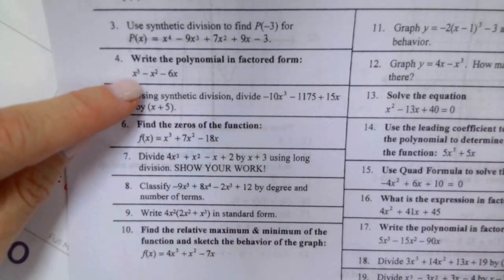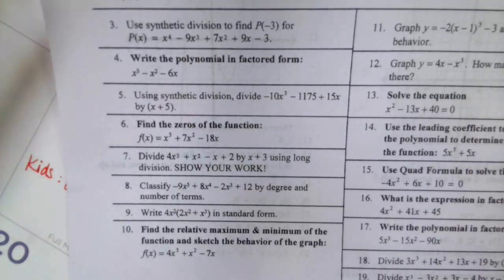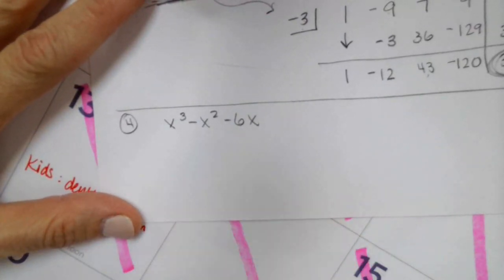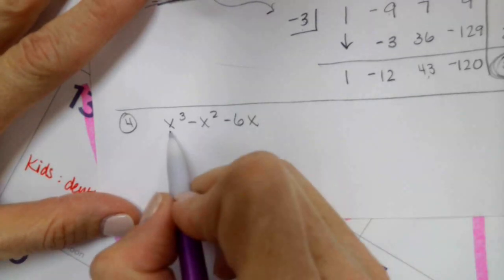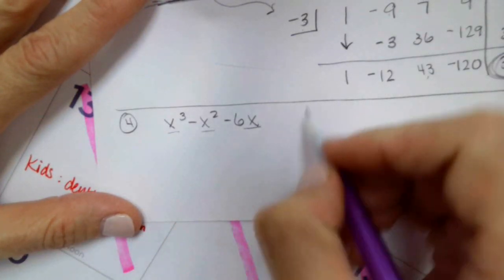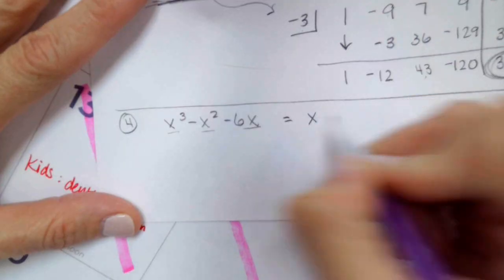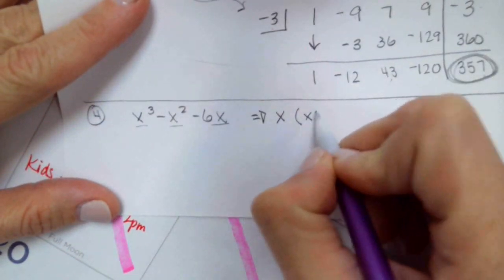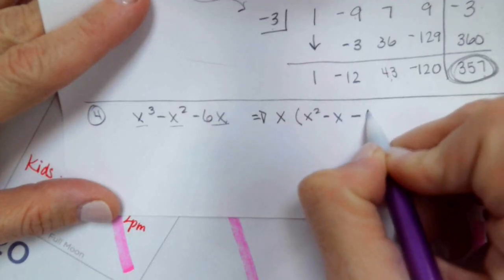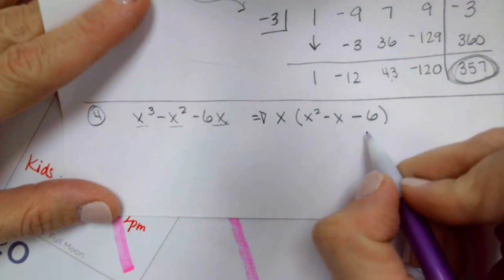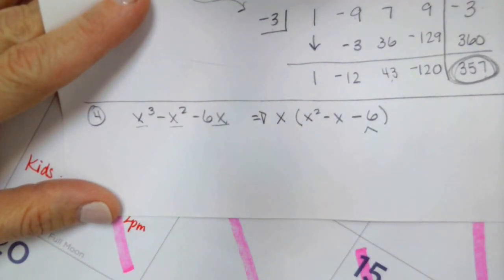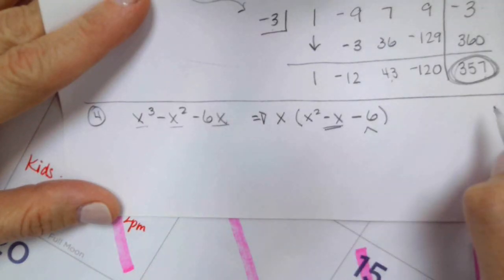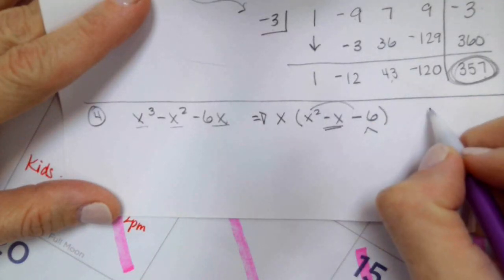So now looking at number 4, write the polynomial in factored form. So I have this one here, x cubed minus x squared minus 6x. Each of these have an x in common. So that's the first thing that I'm going to do, is factor out that x, leaving me with x squared minus x minus 6. Then I need to find factors of -6 that are going to give me -1, right? Because we do the AC method.